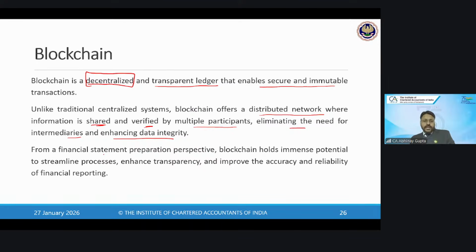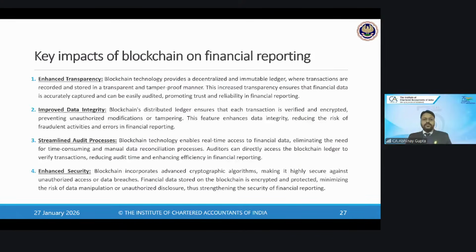Right, so from a financial statement preparation perspective, how would the blockchain be useful? Blockchain holds immense potential to streamline the process, enhance transparency, and improve the accuracy and reliability of financial reporting. How come? Enhanced transparency. Blockchain technology provides a decentralized and immutable ledger where transactions are recorded and stored in a transparent and tamper-proof manner. This increased transparency ensures that financial data is accurately captured and can easily be audited, promoting trust and reliability in the financial reporting.